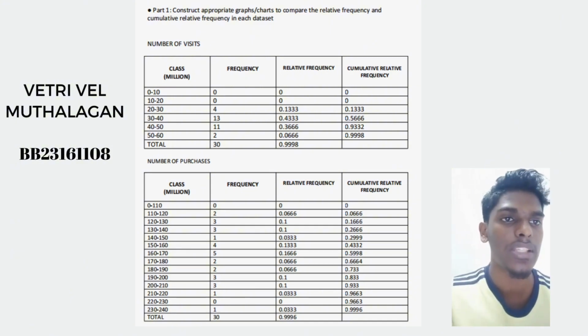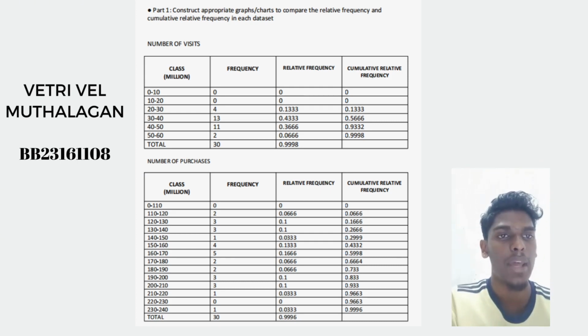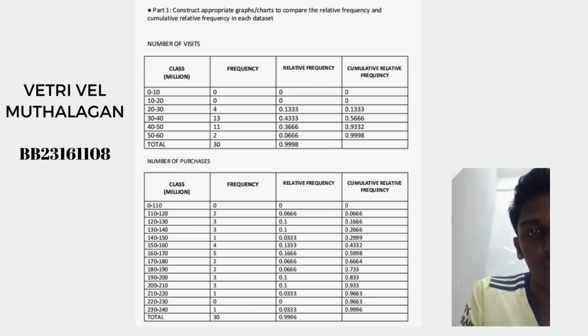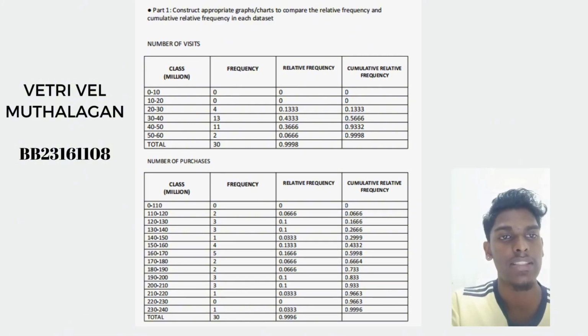The highest frequency is 13, which came from the 30 to 40 million class for number of visits. For number of purchases, the lowest class is 0 to 110 million, and the highest class is 230 to 240 million. The highest frequency is from the 150 to 160 million class.